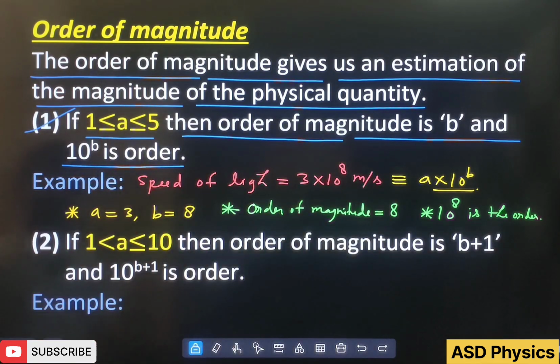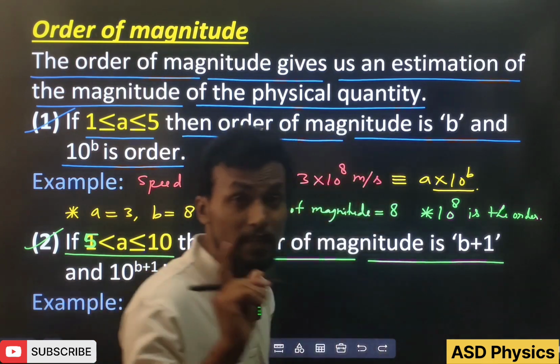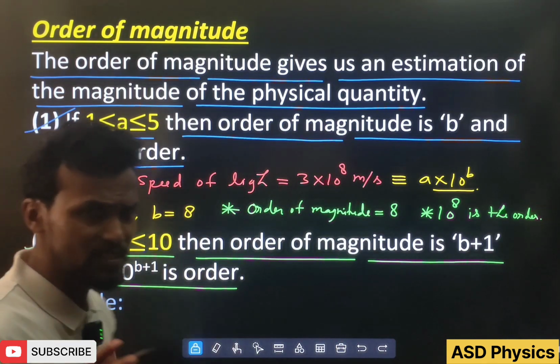Great. Now students, second one. In the second one, see, if a is here, kindly see here please, this is the 5. If a is greater than 5, less than or equal to 10, then the order of magnitude is b plus 1, and 10 to the power b plus 1 is the order.